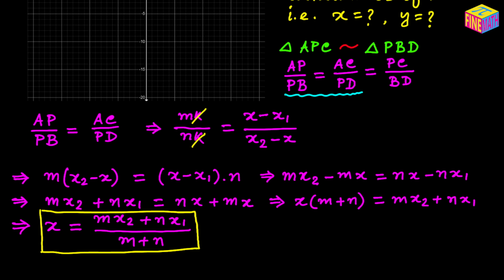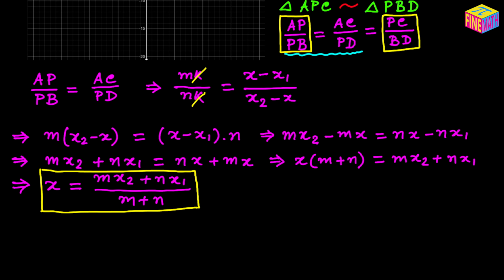Now to calculate the value of y, I am going to take these two ratios. Let me highlight it right here, in yellow. So I am going to take the relationship between this first ratio and the third ratio. So first one and the last one, right? Now let's first write down what those two ratios are. AP divided by PB is equal to PC divided by BD.